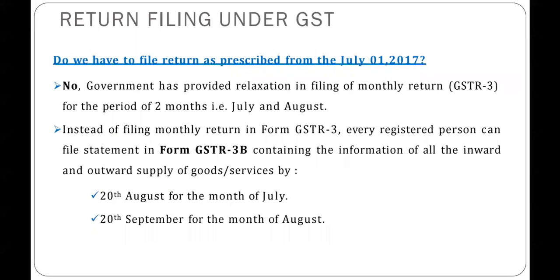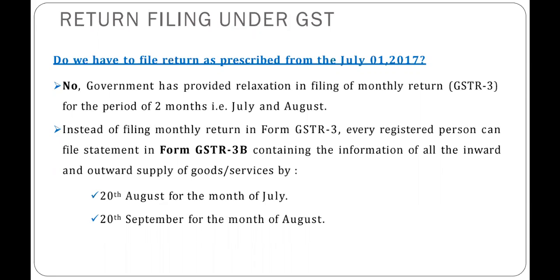Now, what is the return filing under GST? Do we have to file a return as prescribed from July 1st, 2017? The government has provided relaxation in filing the monthly return, that is GSTR 3, for the period of 2 months, July and August. Instead of filing a return in form GSTR 3, every registered person can file a statement in form GSTR 3B containing the information of inward and outward supply of goods and services.